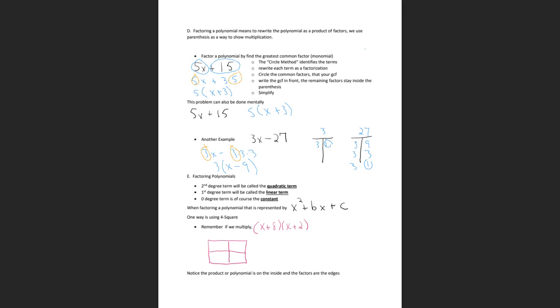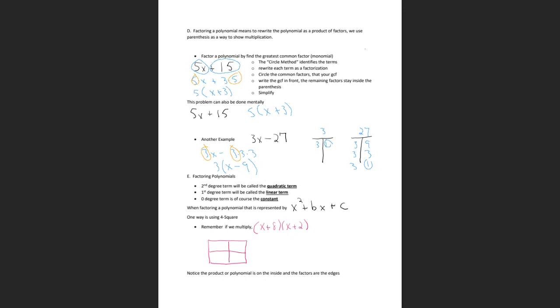So if you want to do it mentally, what does a 3 and a 27 have in common? They have a 3 in common. So if you pull a 3 out, that leaves me just the x. If you pull a 3 out of 27, 27 divided by 3 would be a 9. And that's what it would look like if you want to do it mentally. If you're not good with doing it mentally, then the prime factorization is a good organizer to make that happen.